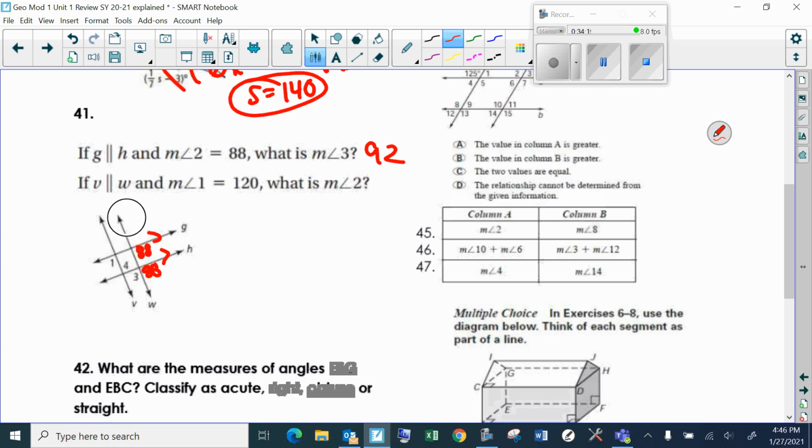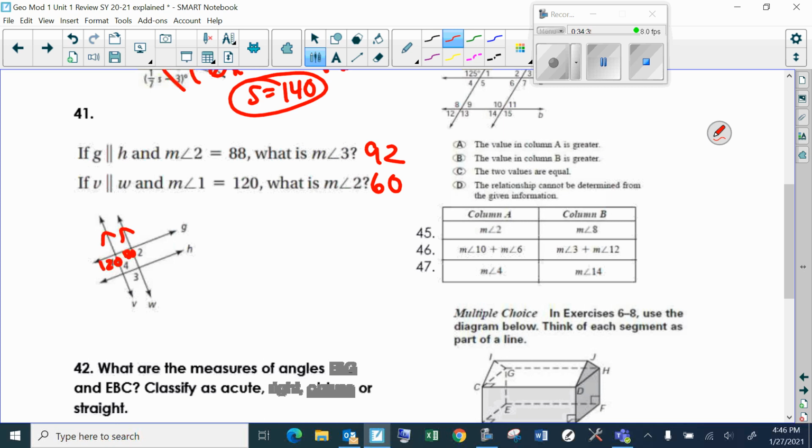And then we have V is parallel to W. And measure angle 1 is 120. What is the measure angle 2? Well, we know this has got to be 120 because of corresponding, and then these are linear pairs, so that makes angle 2 60 because they're supplementary.